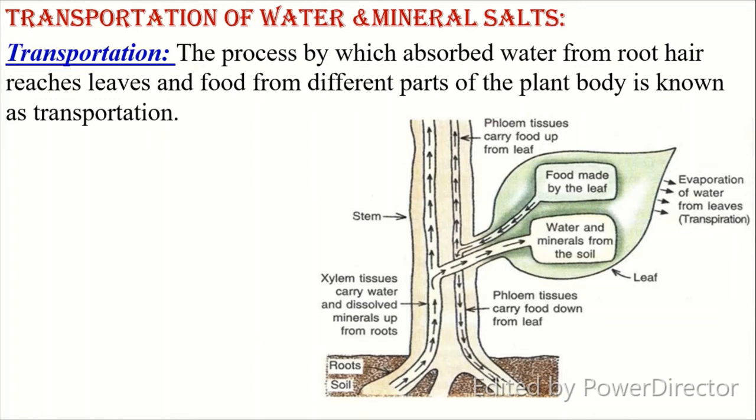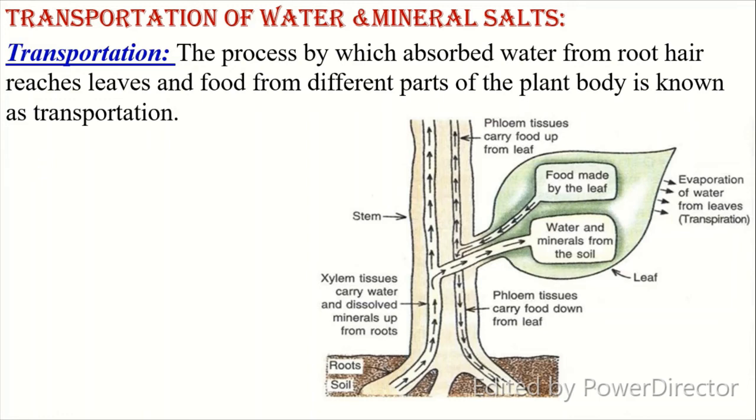Water and mineral salt are absorbed through the root hair, go through the vessels of xylem tissue, cross the cortex region, and generally reach the leaves with the flow of transpiration.